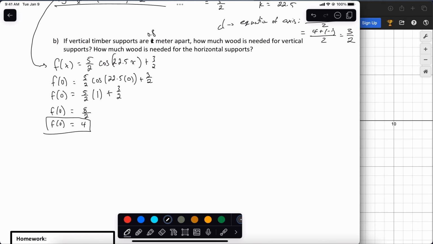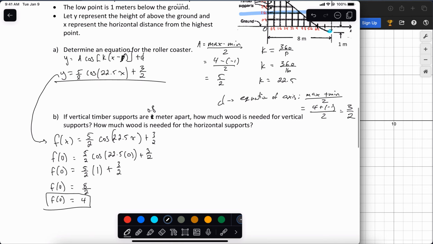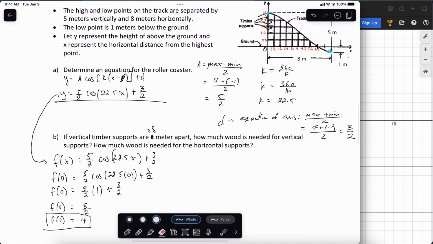Okay, now if vertical timber supports are 0.8 meters apart, how much wood is needed for vertical supports? I'm looking for all of these blue supports. So I just found one, there's 4 meters, but I want to know how much each one of these is worth as well in terms of height, which is what I'm going to do. Okay, and I expect to see it's about 6.2, where the curve crosses the x-axis.